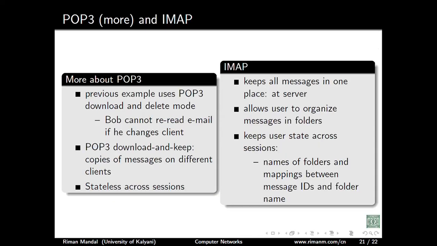More about POP3. The previous example uses POP3 download and delete mode. So Bob cannot reread email if he changes client. If he changes the client, he cannot reread the particular mail, and Bob has to download all the mails again. POP3 can also download and keep copies of messages on different clients, so different clients will have different copies of the messages. It is not going to interact directly with the server.